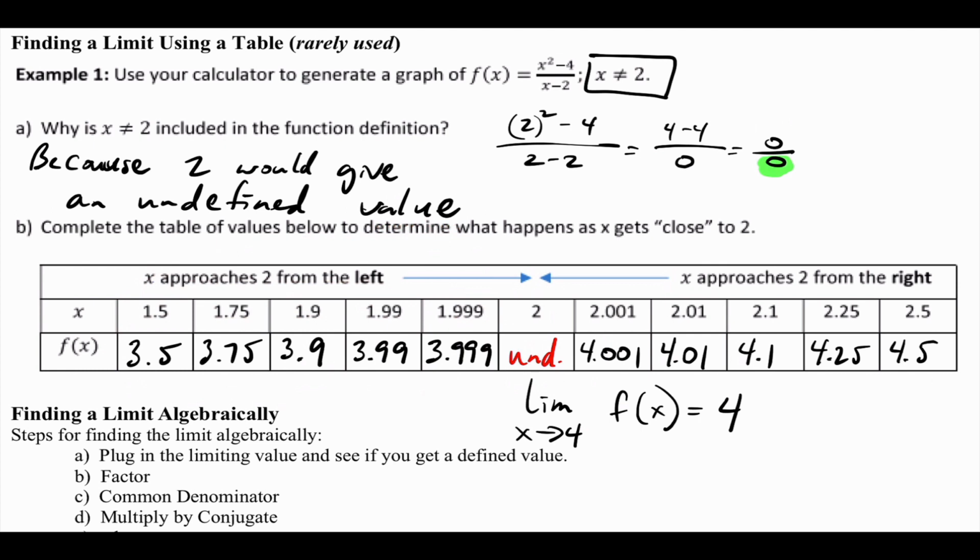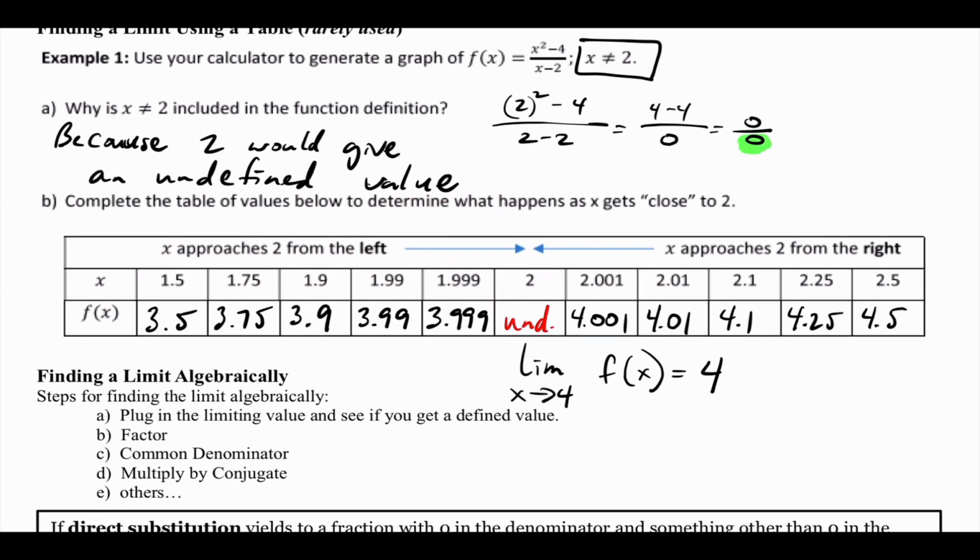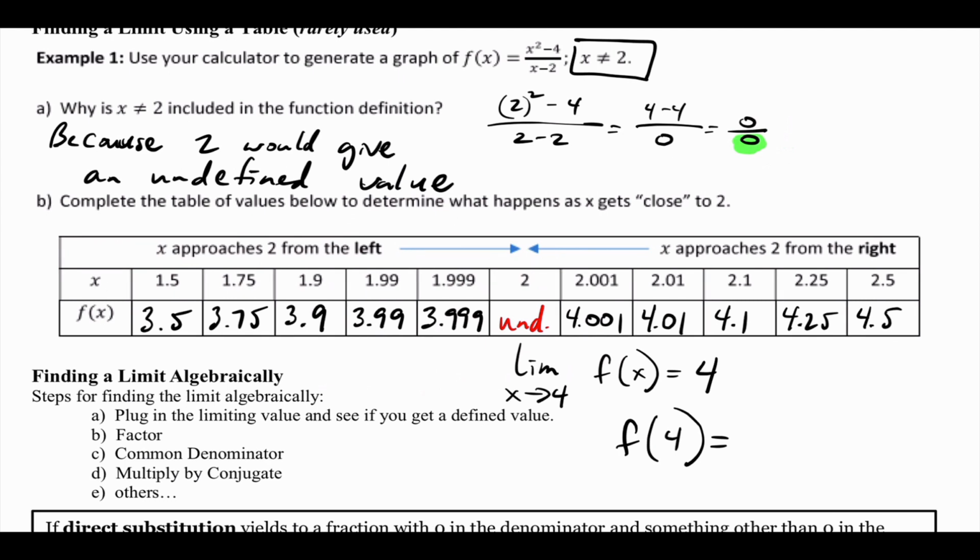But let me throw this at you. What if the question said this? What if the question said f of 4? That means plug it in, right? And what happens when we plug it in? Undefined. So that answer is not 4. This answer is undefined, right? Oh, sorry, not 4. 2, yeah. Sorry, change that to 2.